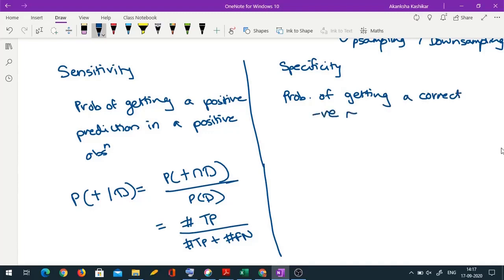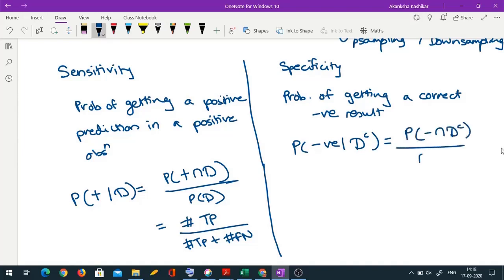Okay, correct negative result means what? It is the probability of getting a negative result when the disease is actually absent. So this is the probability of negative intersection D complement upon the probability of D complement. So it is the number of true negatives upon the number of true negatives plus the number of false positives. Why false positive? Because false positives are actually negatives.